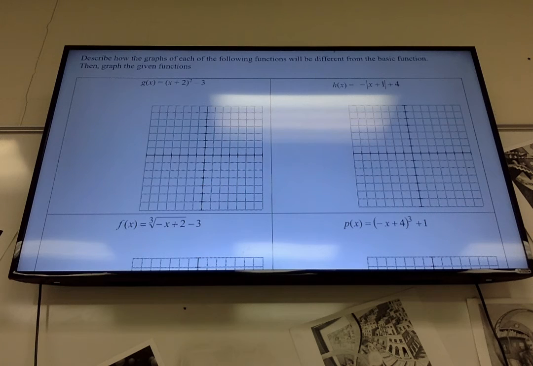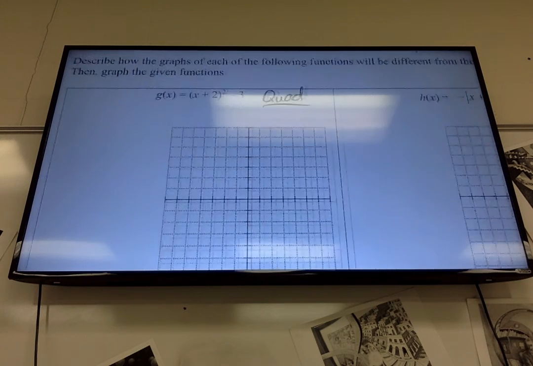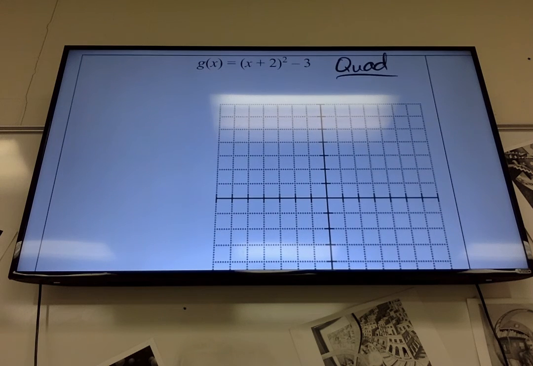This first one, which graph is it? Let's see, we've got square root, quadratic, cubic, cube root, absolute value. Which one is it? Quadratic. That's a quadratic function because of the squared, that little 2.